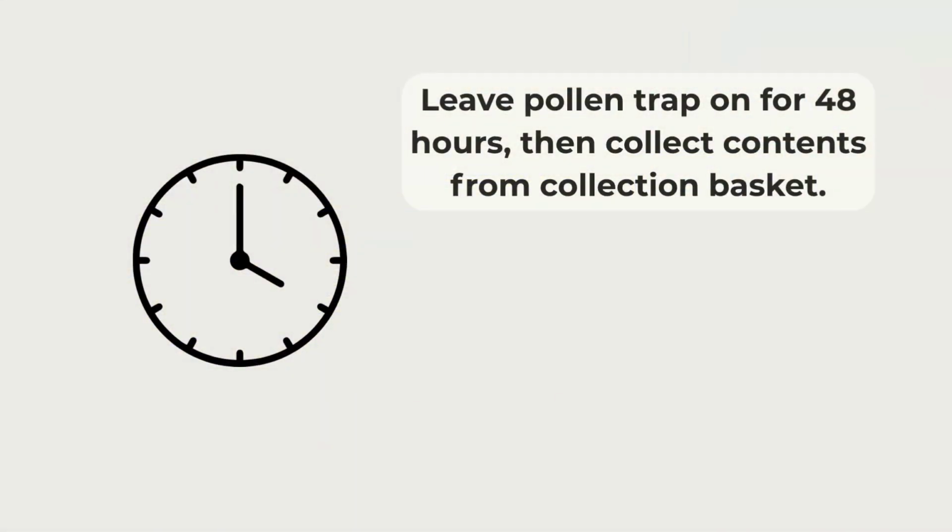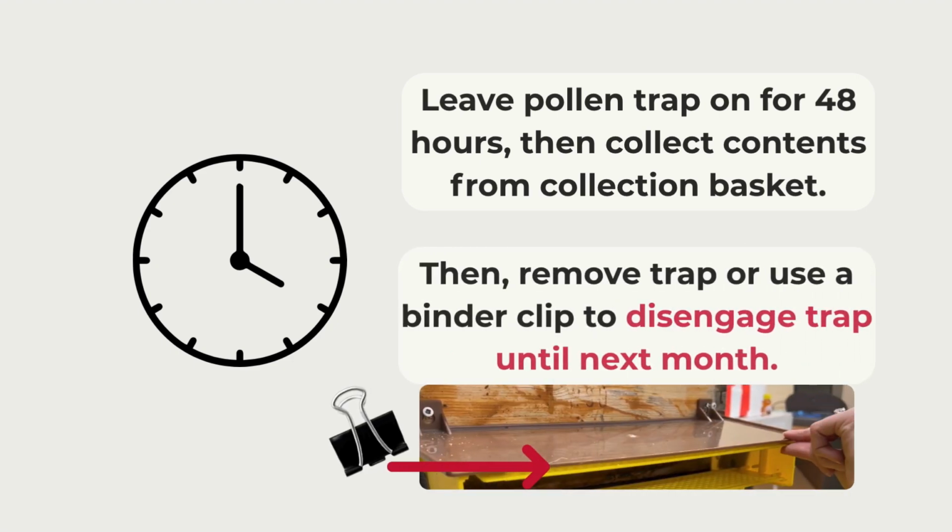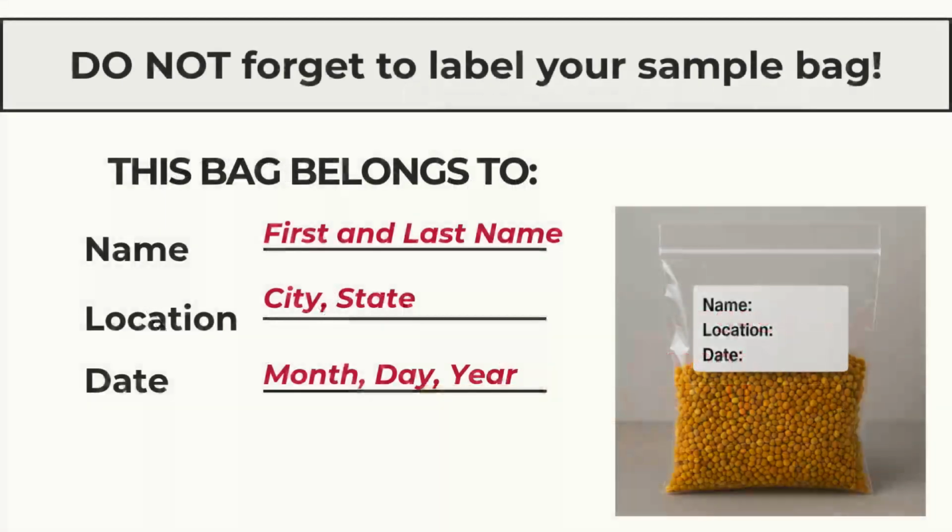After setting the pollen trap, you will leave it on the colony for 48 hours and then collect the contents from the collection basket. You want to be sure that when you're not actively using the trap during these 48 hours, you either remove it or disengage the trap using something like a binder clip. You'll just pin the trap open.